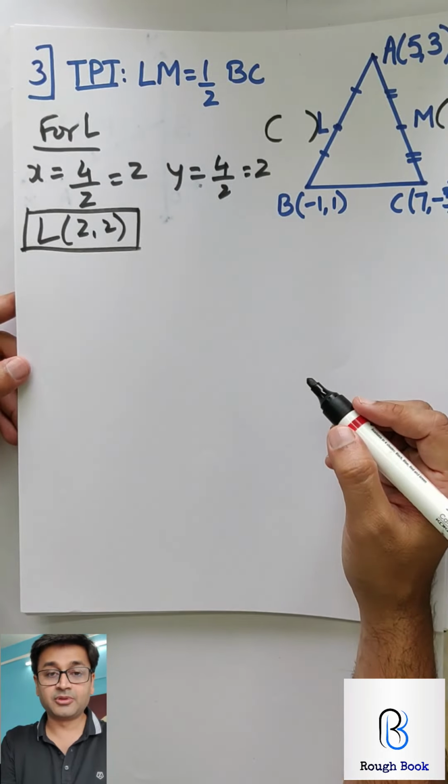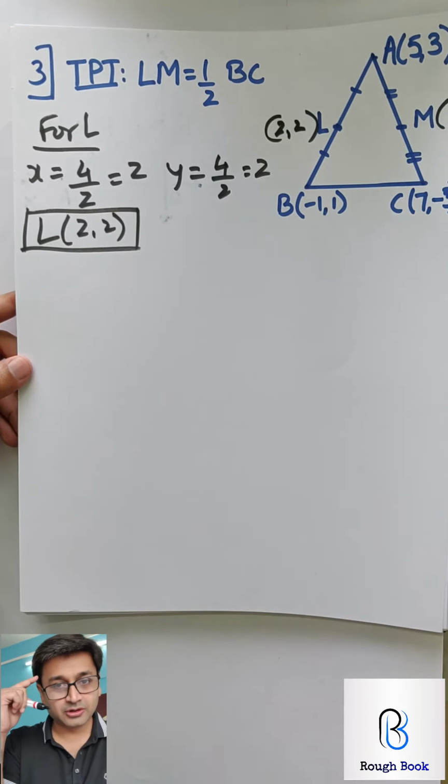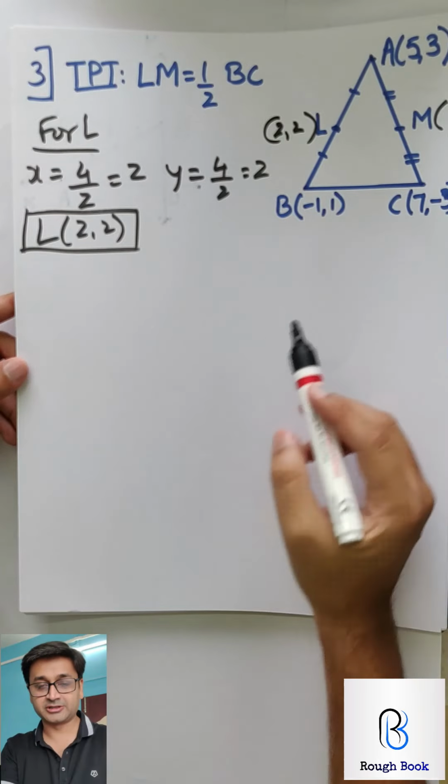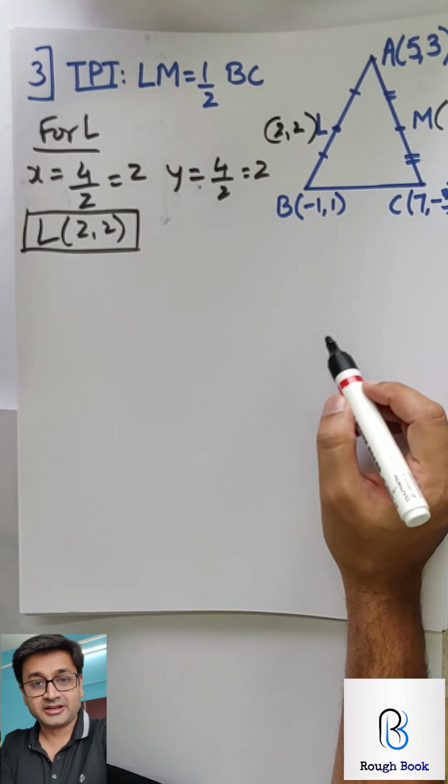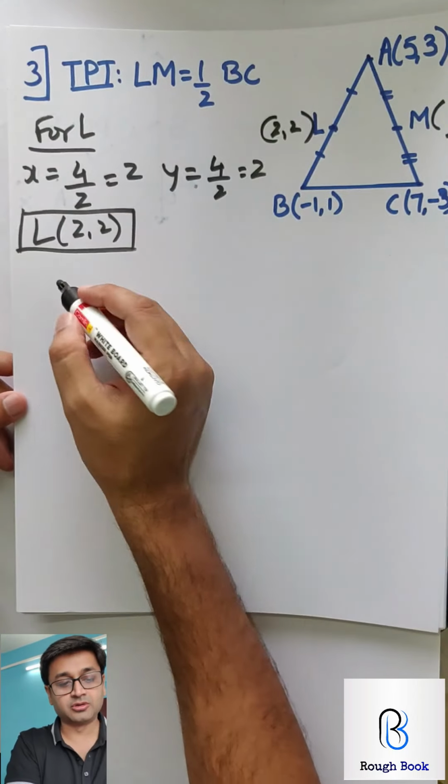Now we'll have to do the same thing for M. So here I will write 2 comma 2. You can even do this mentally, but you should not. You are expected to write, so please write it, okay? No mental maths over here. So 5 minus 1 is 4 and 3 plus 1 is also 4.